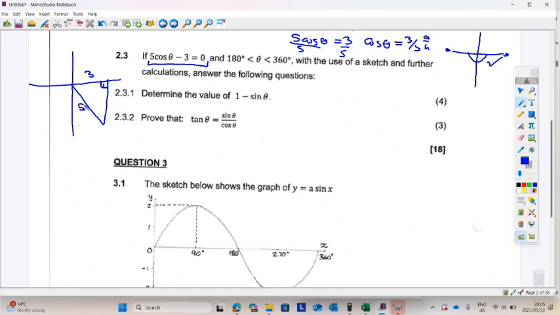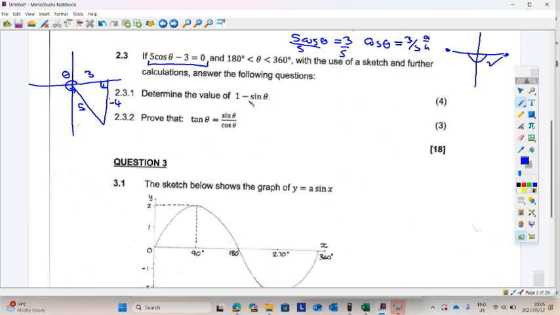The moment you have these two, you need to calculate the third side using Pythagoras theorem. And this one is a 4, but the 4 is on the negative side. So this is -4. Here is our angle theta there. So this is the diagram that you are supposed to use. Make sure you draw it in the correct quadrant.